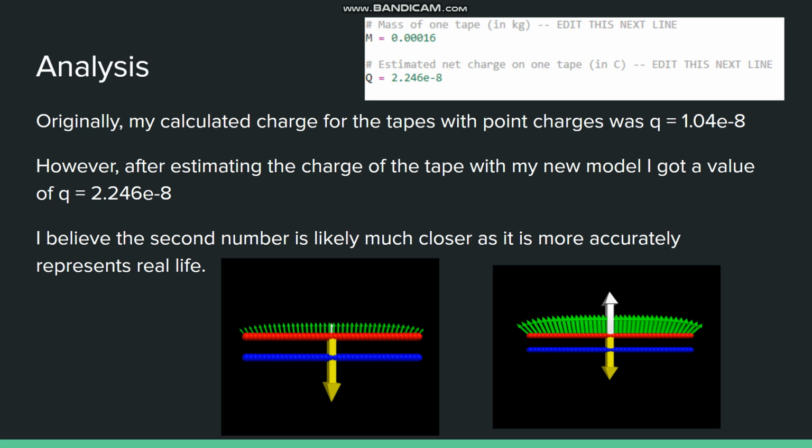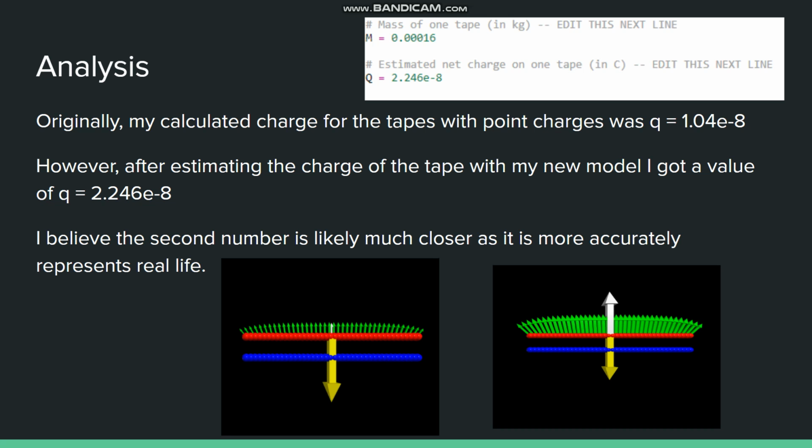Originally, my calculated charge for this tape was 1.04 times 10 to the negative 8th. When I pass this into the function, as you can see on the left here, the electrical force created, which you can see as a white arrow, was very small and much less than the yellow arrow. So I had to play with that charge value, and eventually I got it to 2.246 times 10 to the negative 8th, and that was the value that made the gravitational force equal out to that electrical force.